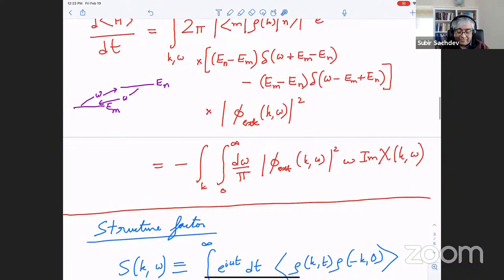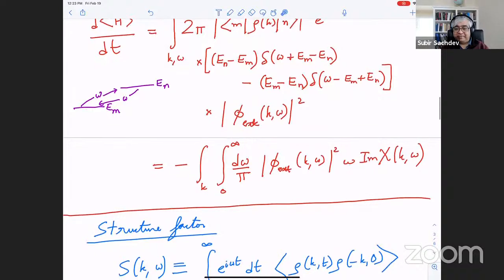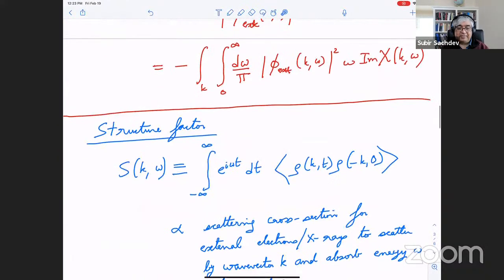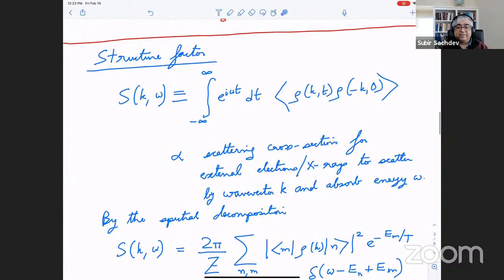Okay, so building up to the fluctuation dissipation theorem, we now have an expression for Im chi, and we see precisely why Im chi is related to dissipation. What is fluctuation? Well, fluctuation is measured, one way to measure it is by the structure factor.